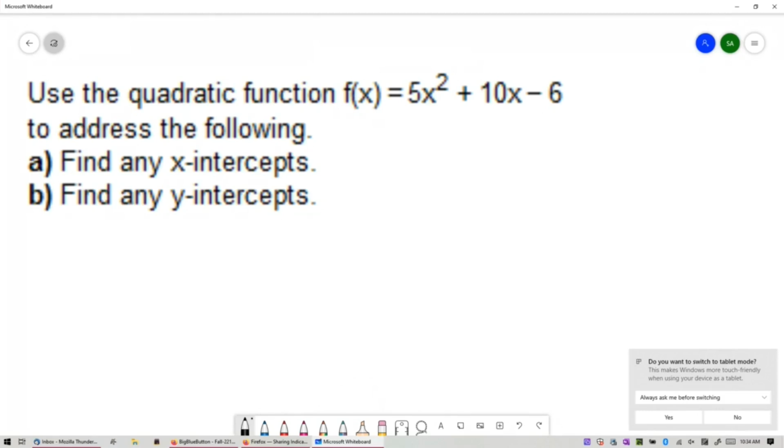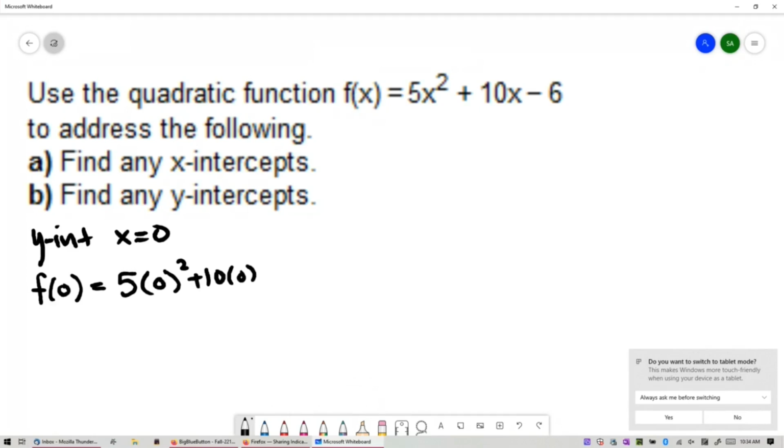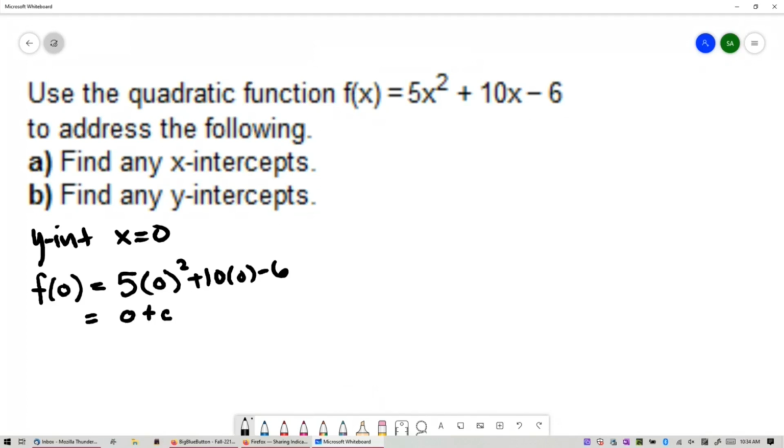So to find a y-intercept, you let x equal 0. So we're going to substitute a 0 into our quadratic function. That would give 5 times 0 squared plus 10 times 0 minus 6. And 0 squared is 0, times 5 is 0, 10 times 0 is 0. Carry down that minus 6, and 0 plus 0 minus 6 is a negative 6. So we have a y-intercept of 0, negative 6.